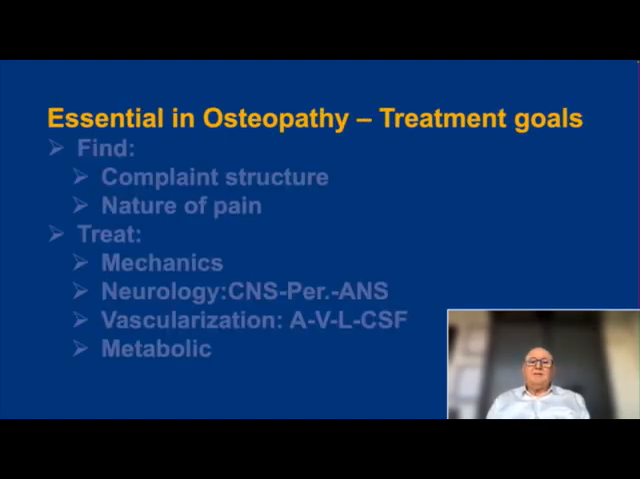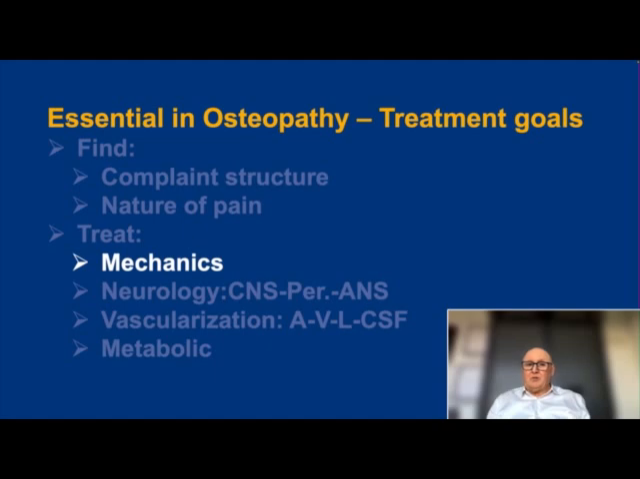In osteopathy, it is essential to set up the correct treatment goals. So therefore, we have to find what the complaint structure is. We have to find out what the nature of the pain is, what the problem of the complaint structure is, and then we can treat in different ways. We can treat mechanically, with, for example, as a treatment goal, to take away the compression in a facet joint, for example, or to take away the overstretch of a ligament, as an example.